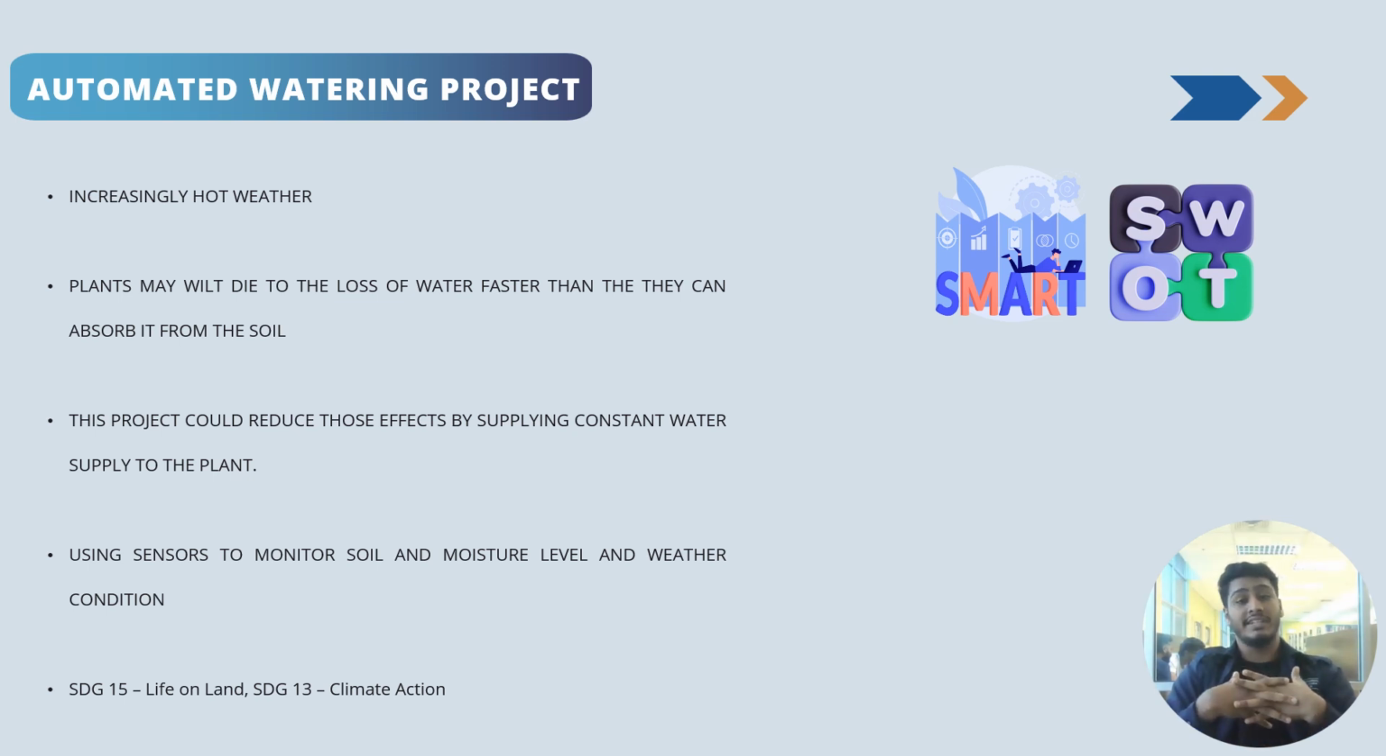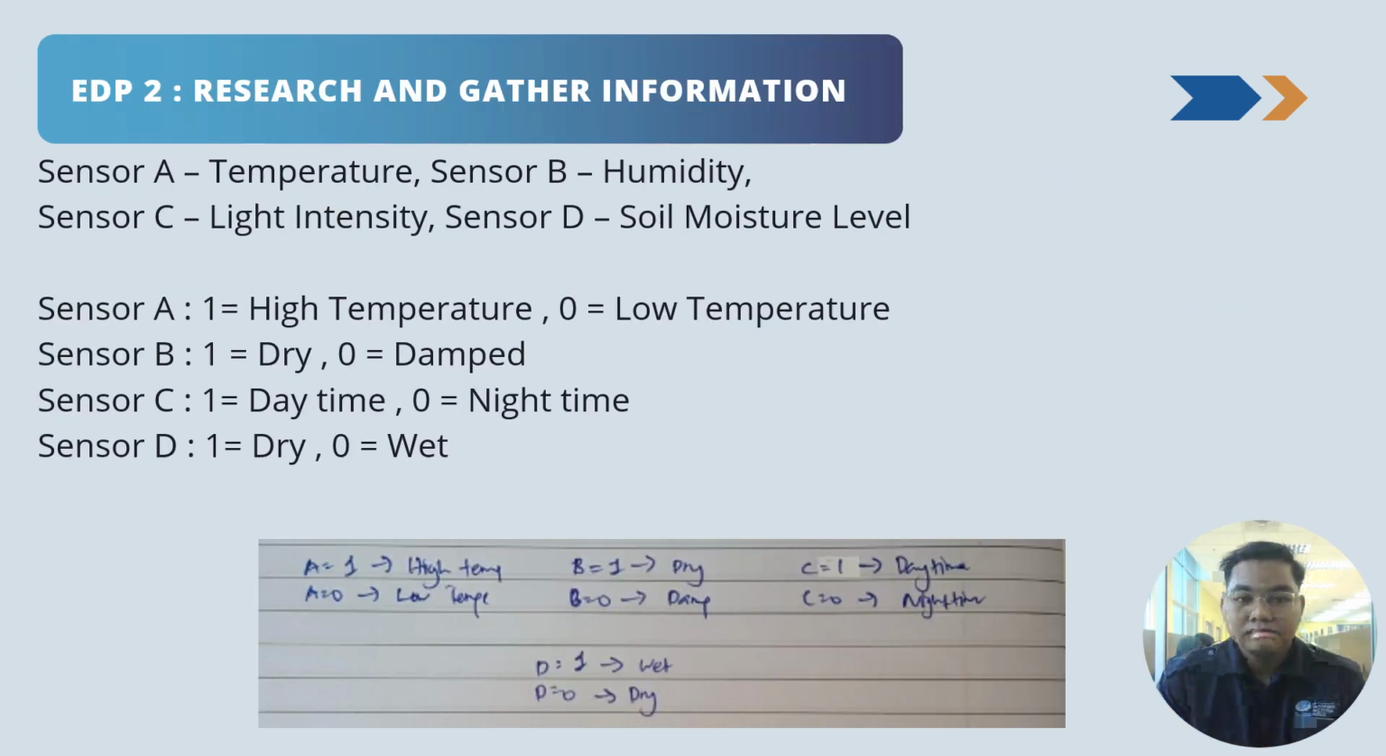fulfills all the prerequisites. After thorough research, it is found that the project needs at least 4 sensors to function as intended. Sensor A to check the surrounding temperature, Sensor B to detect the surrounding humidity level, Sensor C to measure the intensity of light in its environment, and finally Sensor D to check the soil moisture level.